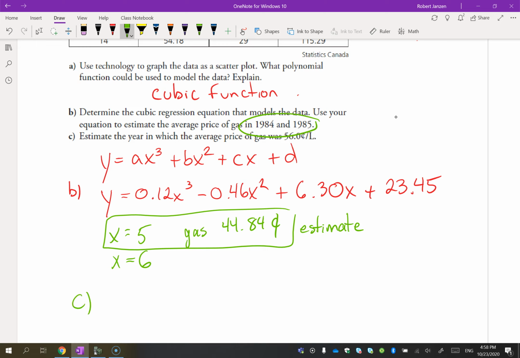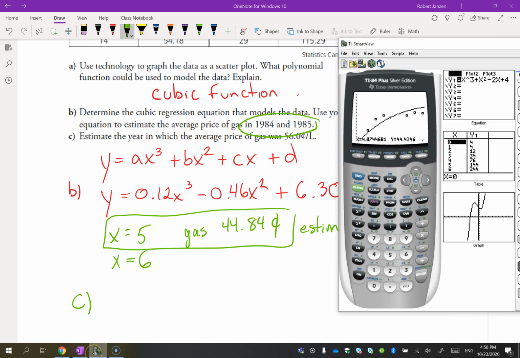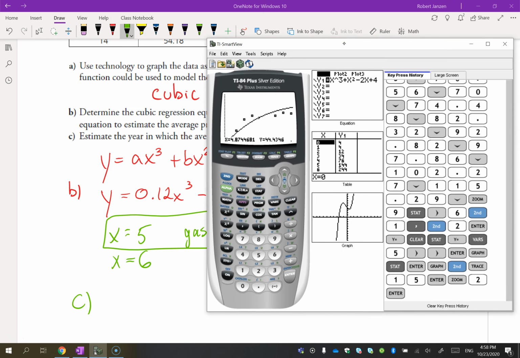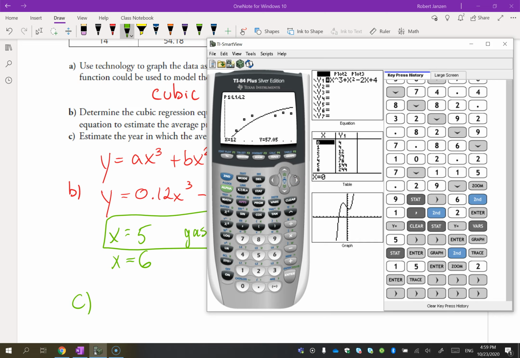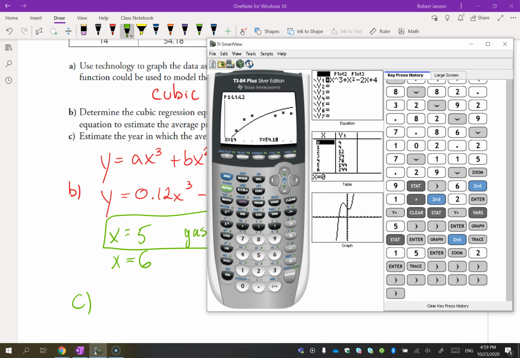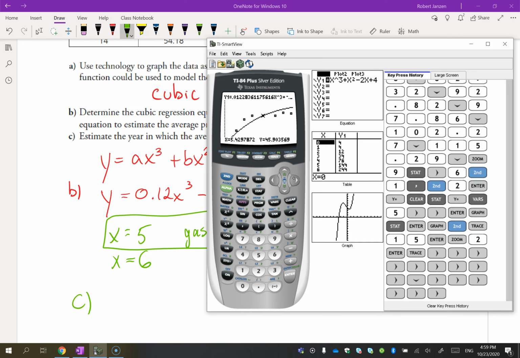Let's go to part C. Estimate the year in which the average price of gas was 56 cents. So we want to know when the gas is 56 cents. If we just use trace, you can see it's 57 cents there, then all of a sudden it's 54. But remember, that's going on our actual data plots. So let's instead use a different arrow. Now I've put that cursor on the line, and I want to know when this is going to 56.